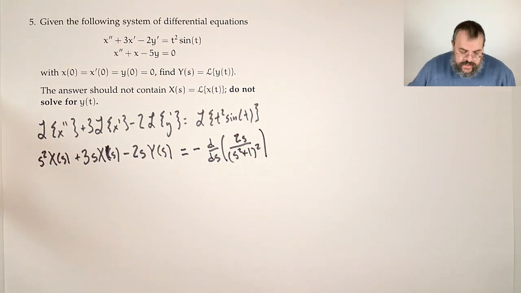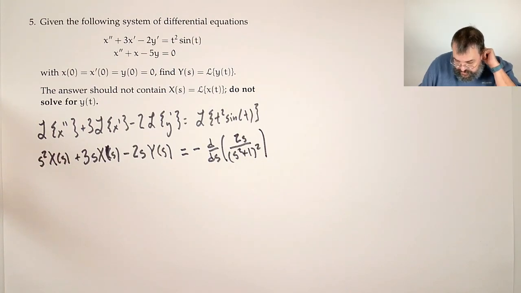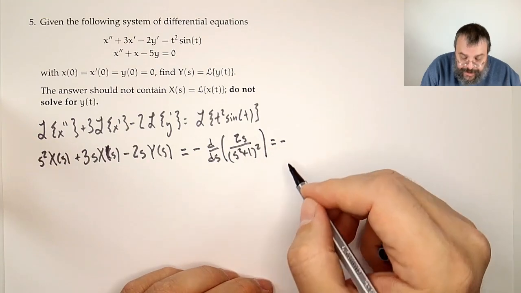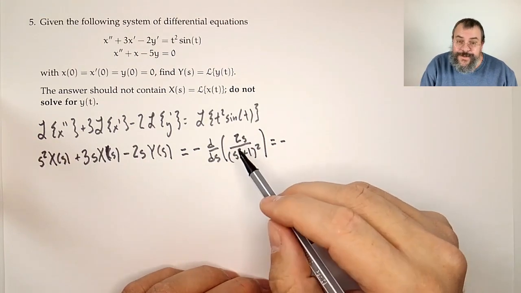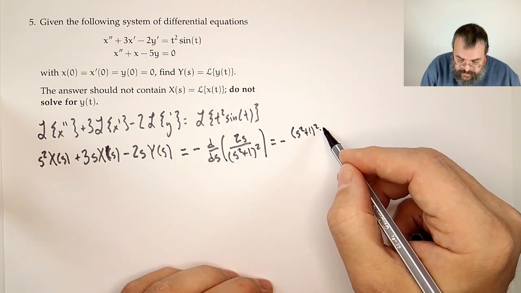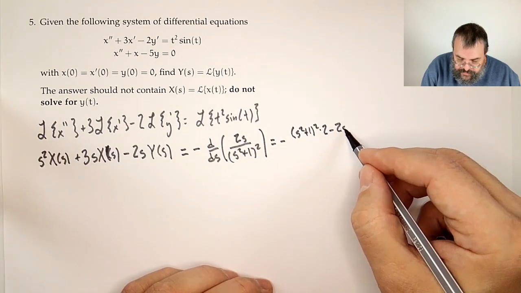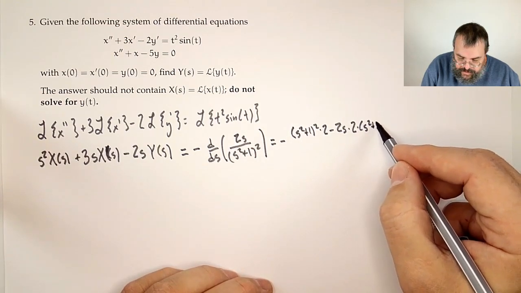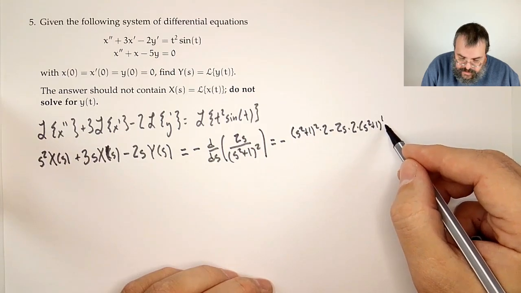Okay, so let's actually carry that computation out. That looks like a quotient rule, because it is a quotient rule. So the bottom times the derivative of the top minus the top times the derivative of the bottom. So 2 comes down, s squared plus 1 to the 1 times 2s.